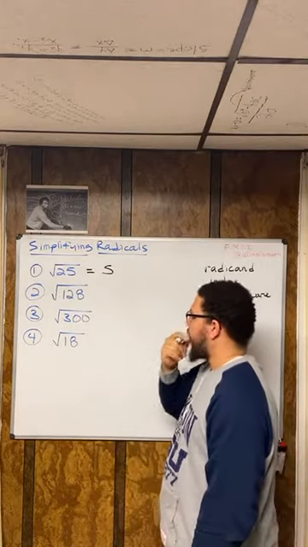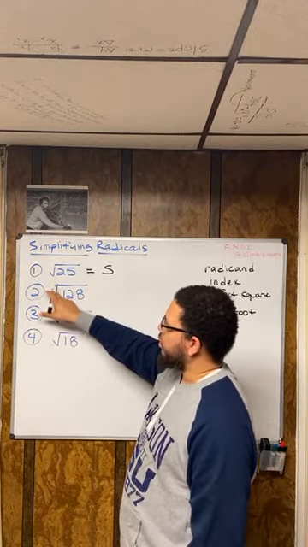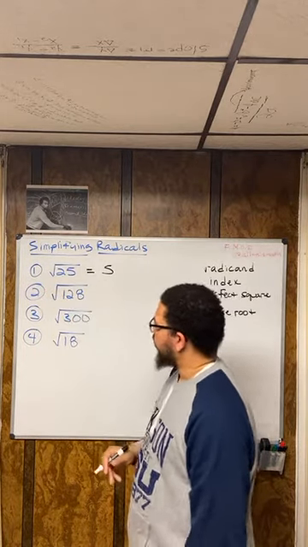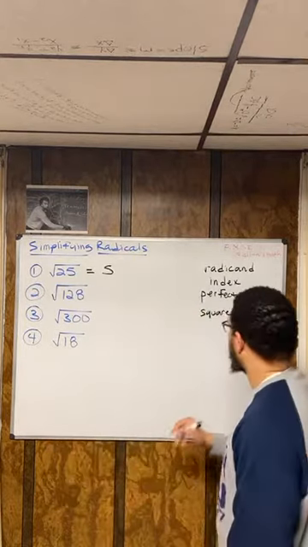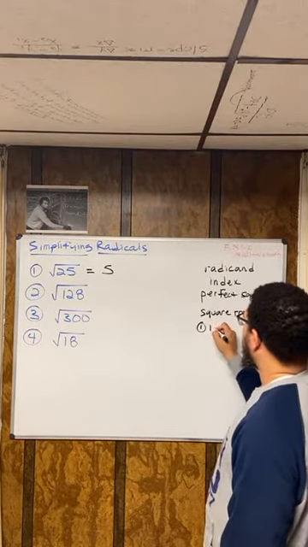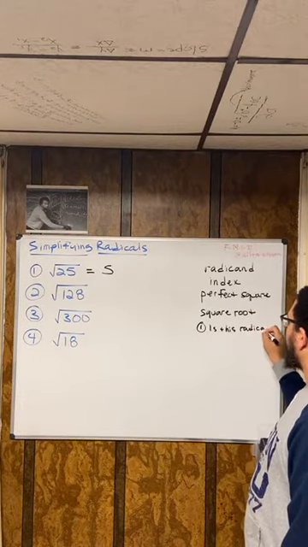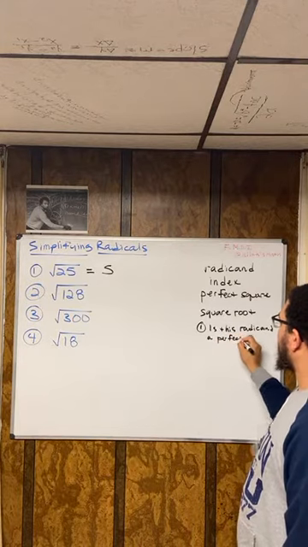All right. Now, number 2, we're looking for the square root. See, there's no number written here, so that's the second root, or the square root, of 128. The first question you ask yourself, and you should write this down, is: is this radicand a perfect square?